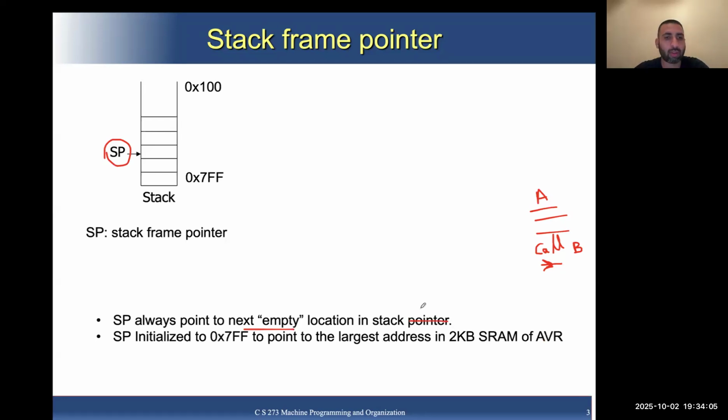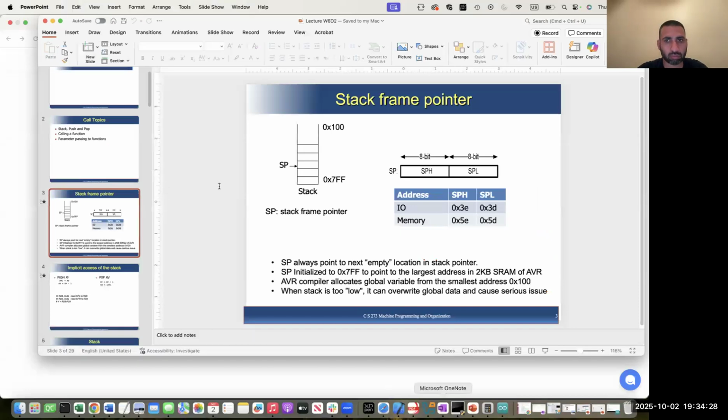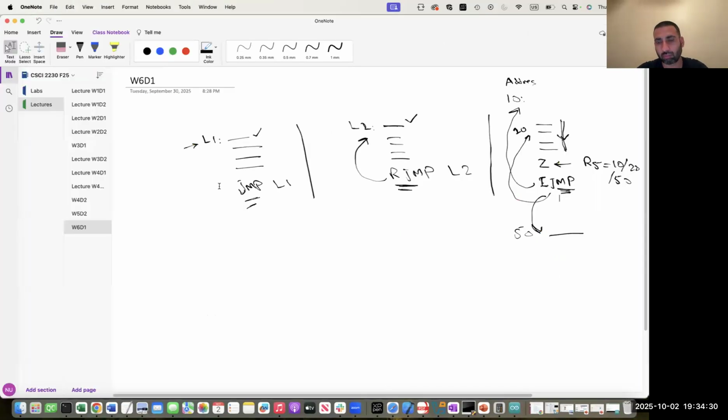So here in this figure, we have initialized the stack pointer to 0x7ff to point to the largest address in the 2 kilobyte SRAM of AVR. Why? I explained it last time, but let me do it again quickly today.